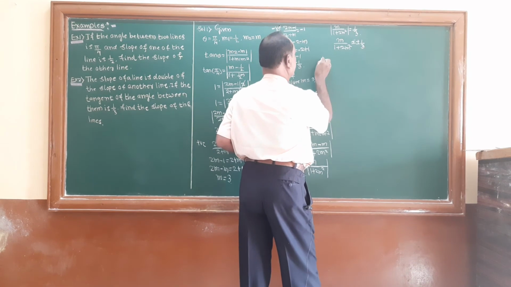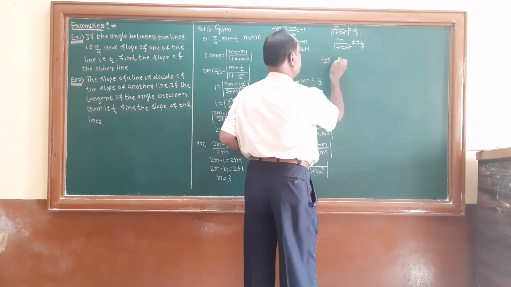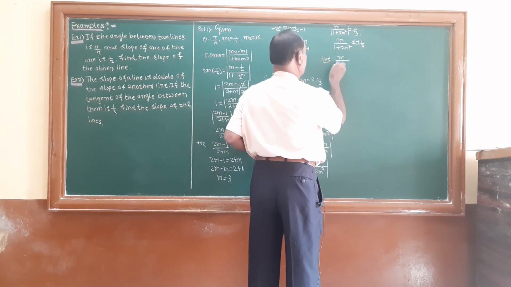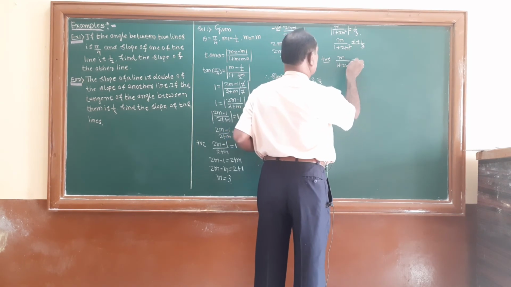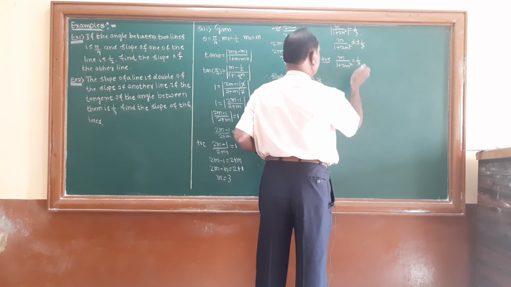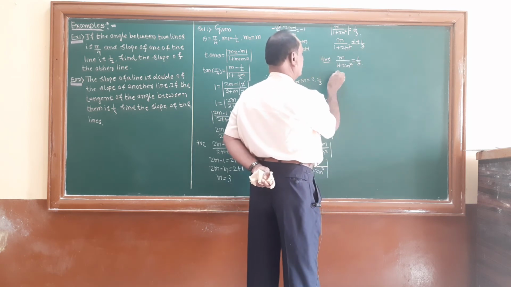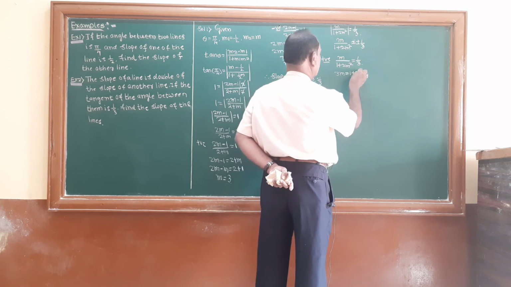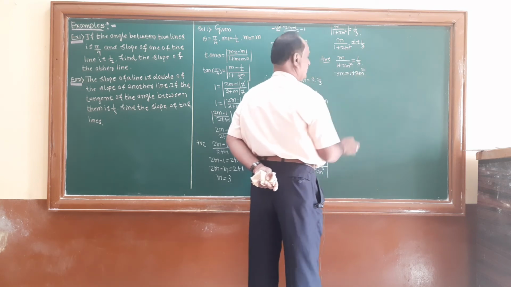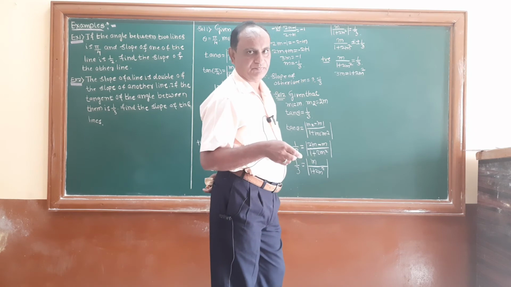By taking the positive, m divided by 1 plus 2m square is equal to positive 1 by 3. On cross multiplying, we get 3m is equal to 1 plus 2m square. Now rearrange the terms.